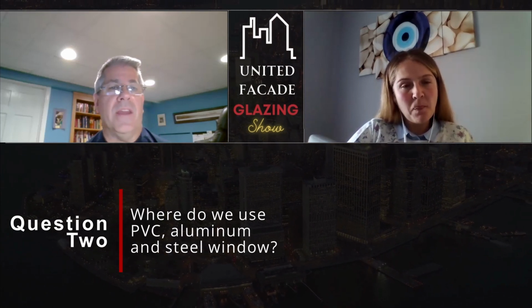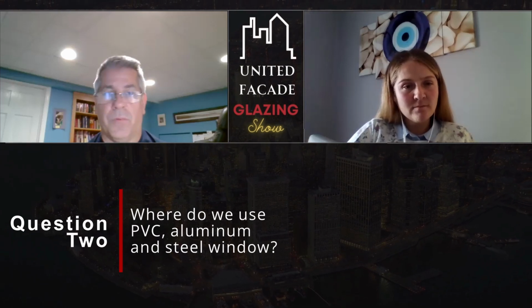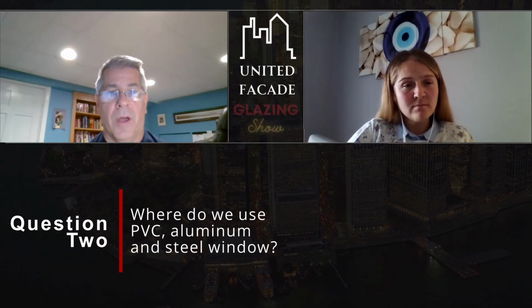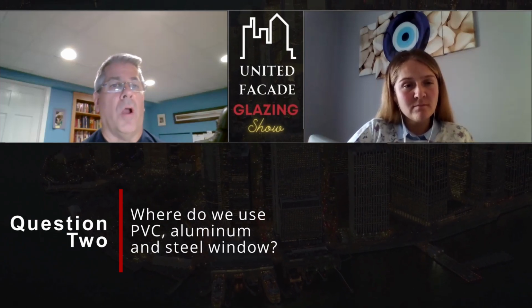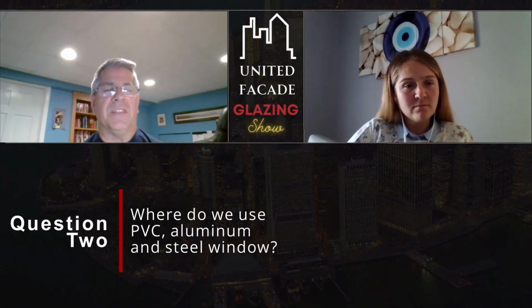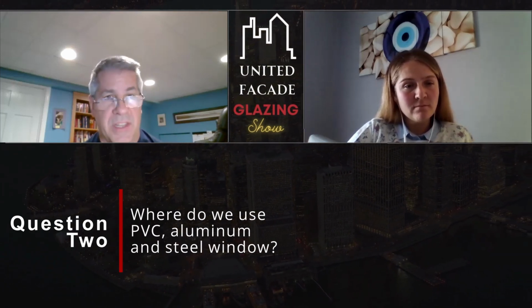Typically on an office building or an apartment building that's going to be 6 floors and going higher, it's going to be an aluminum window. Aluminum windows are the best of both worlds. It's stronger than your PVC. It's not as strong as steel.